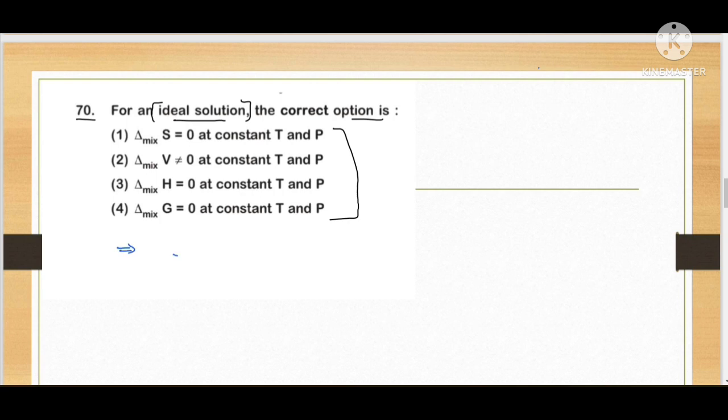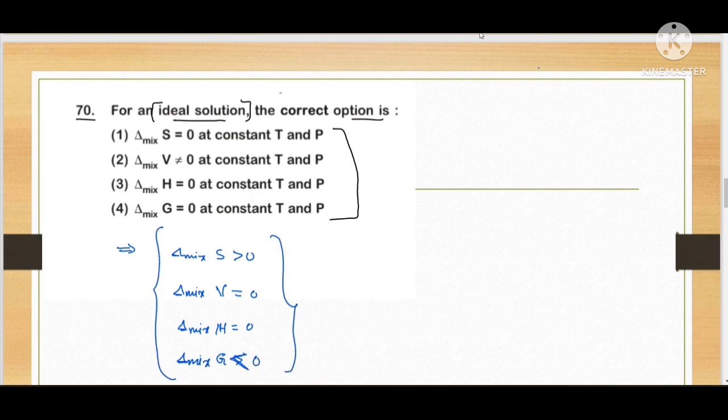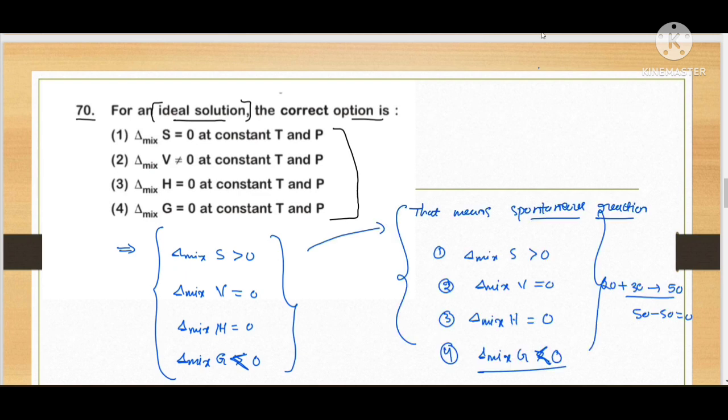For an ideal solution, the ΔmixS is greater than 0, ΔmixV is equal to 0, and ΔmixH is equal to 0. For ΔmixG, its value is less than 0. This is the condition for ideal solution formation. Let us verify the given options.